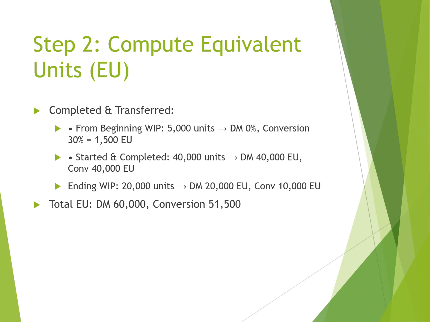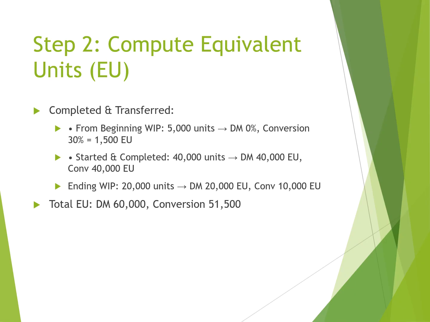Next, we look at the 40,000 units that were started and completed this month. These receive 100% of materials and 100% of conversion. So we get 40,000 EU for direct materials and 40,000 of conversion.